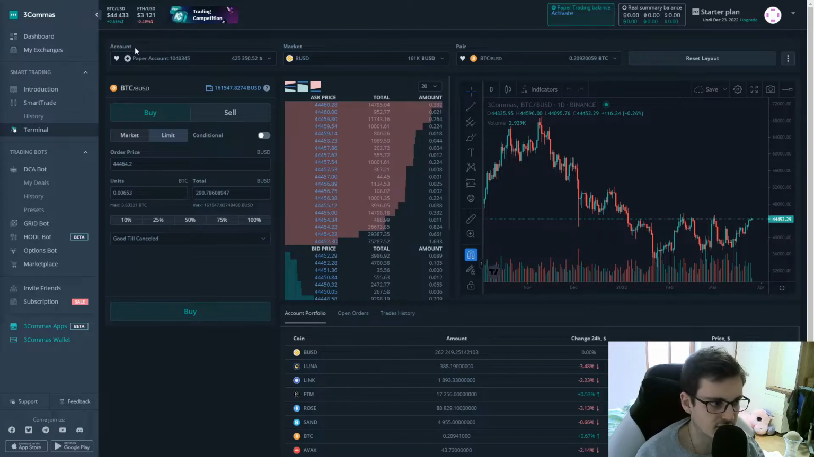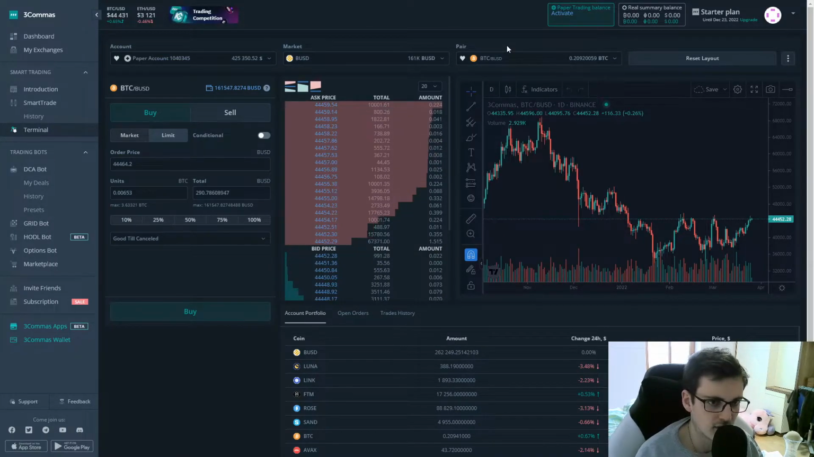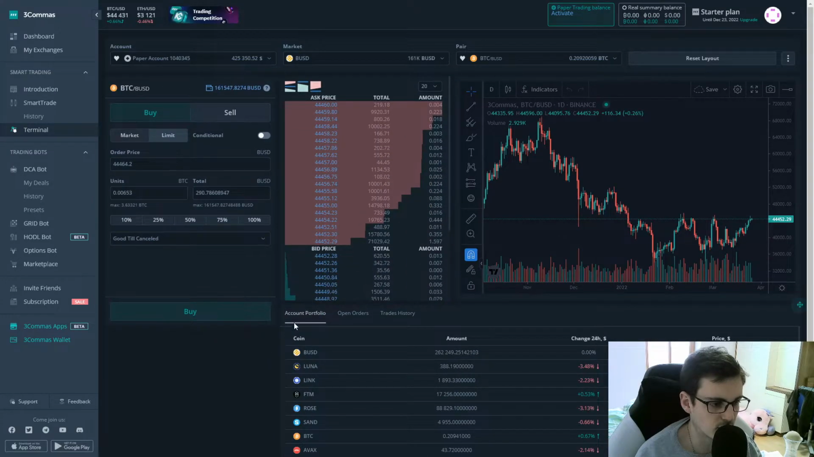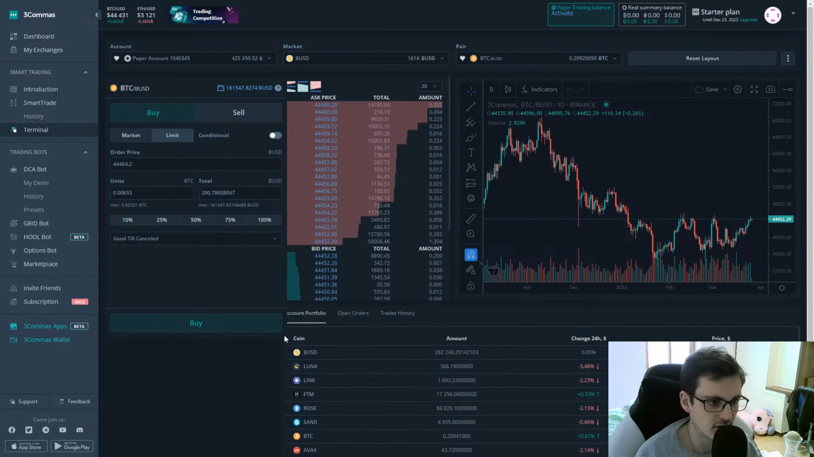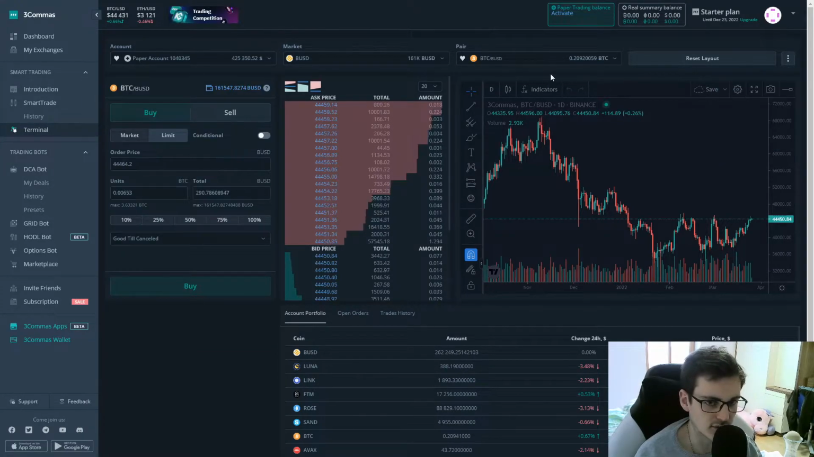So on the top, you can choose the account, the market, which are the coins that the pair is trading against. In this case, it's BUSD. And then you can choose the pair, out of all the pairs that are available on your account. You can also choose to customize this layout. For example, you can move all these columns, or you can increase the size. And you also have the option to remove something if you don't want to see it or don't feel you have to see it.